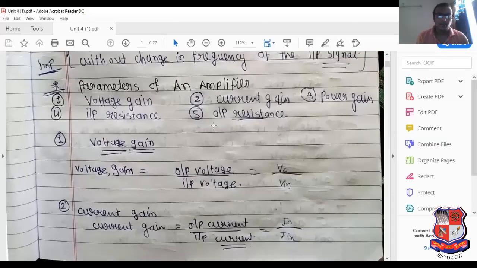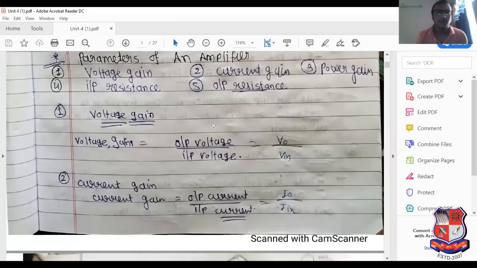First of all, what is the meaning of gain? Gain means output voltage divided by input voltage. Output voltage is whatever output we get from the circuit, and input voltage is whatever is applied to the circuit. This is known as voltage gain.